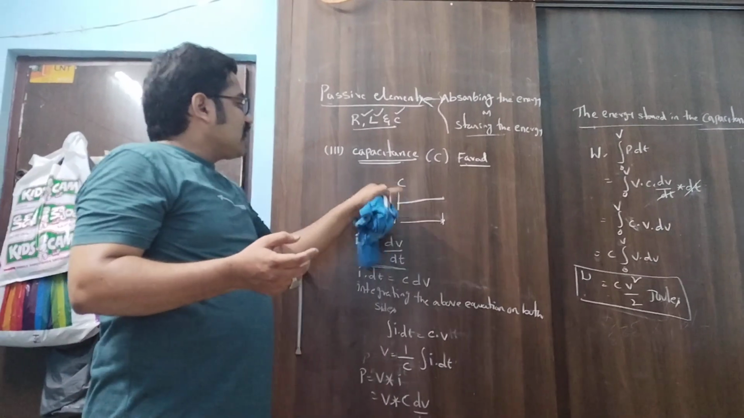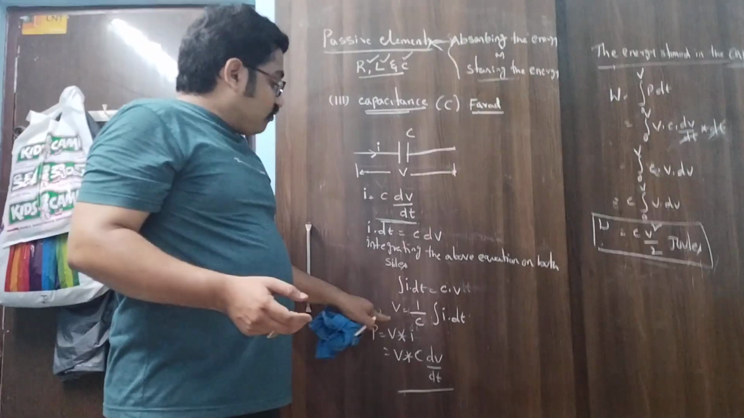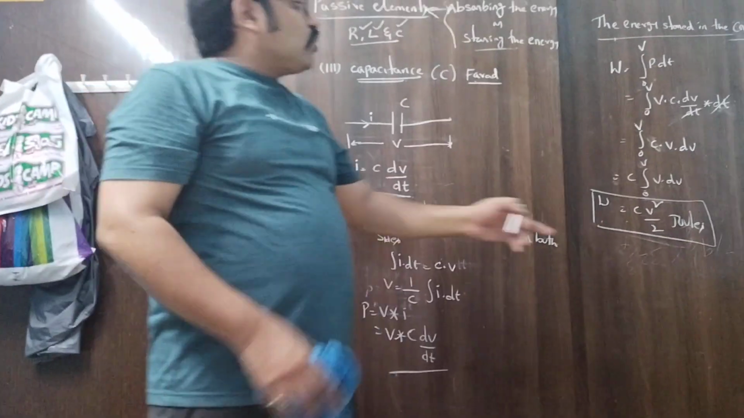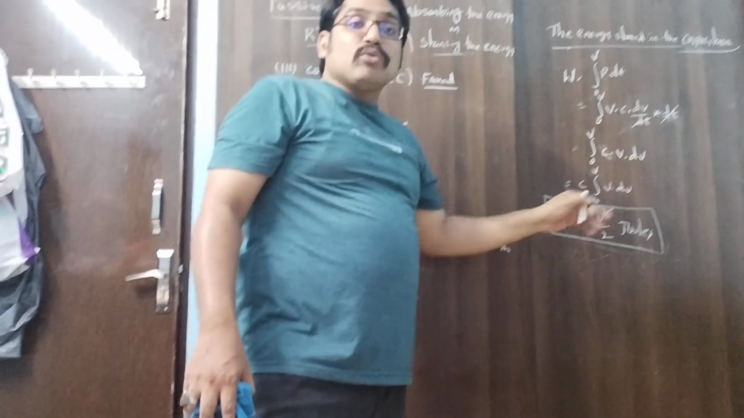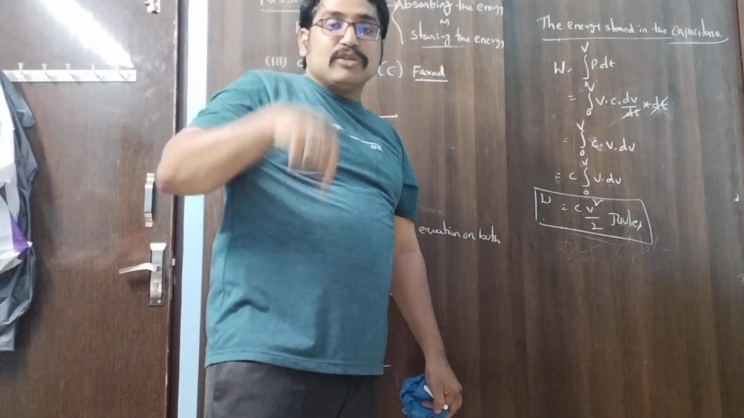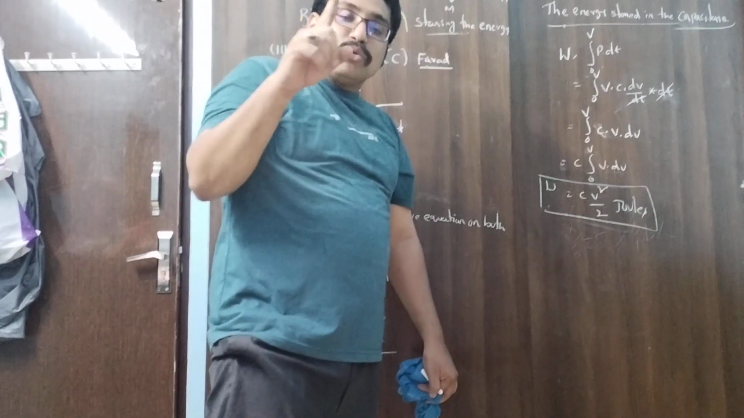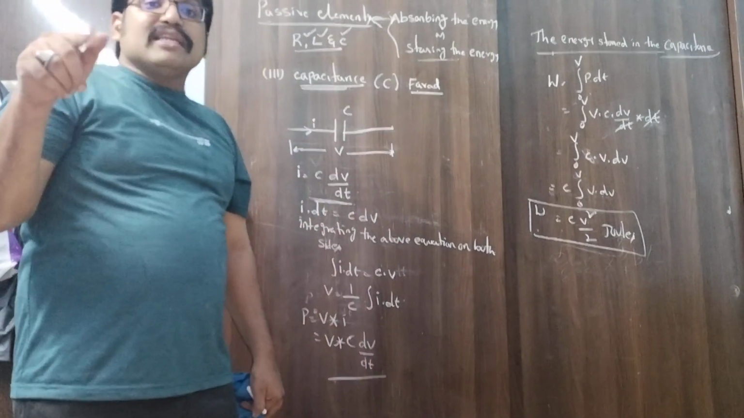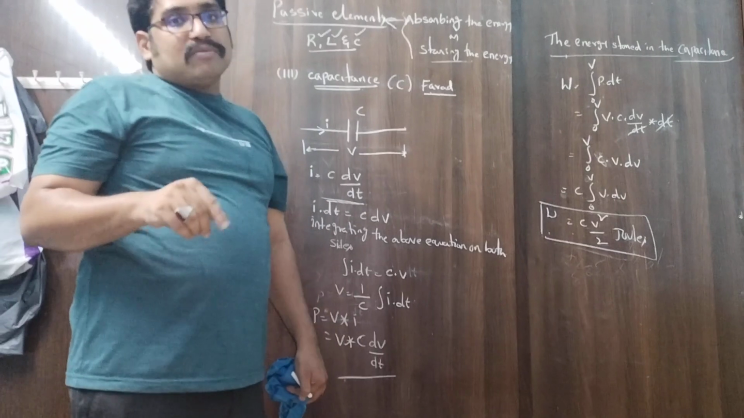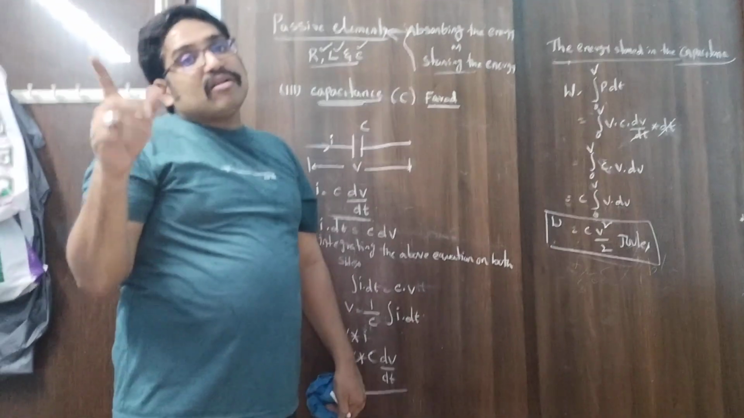What is the current flowing through the capacitance? I is equal to C into dV by dt. What is the voltage across the capacitance? V is equal to 1 by C integral of I into dt. What is the energy stored in the capacitance? Half C V square joules. What is the voltage across the inductance? V is equal to L into dI divided by dt. What is the current flowing through the inductance? I is equal to 1 by L integral of V into dt.